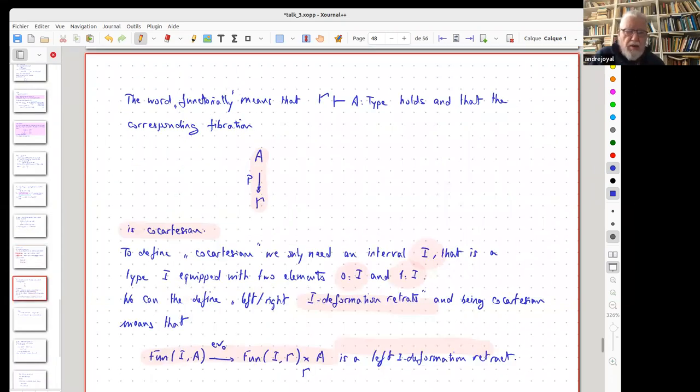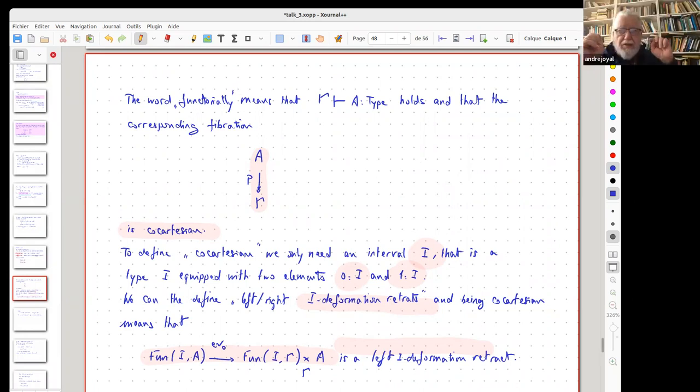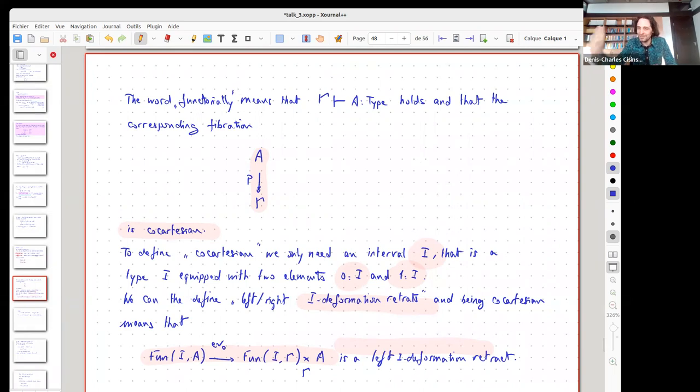Denis-Charles, your axioms on the interval are supposing that two endpoints are disjoint, that there is a pullback. That is true. But the terminal cannot be an interval. I agree. But here I'm changing the definition slightly. I just say that to define co-Cartesian, we don't need these extra properties we ask.